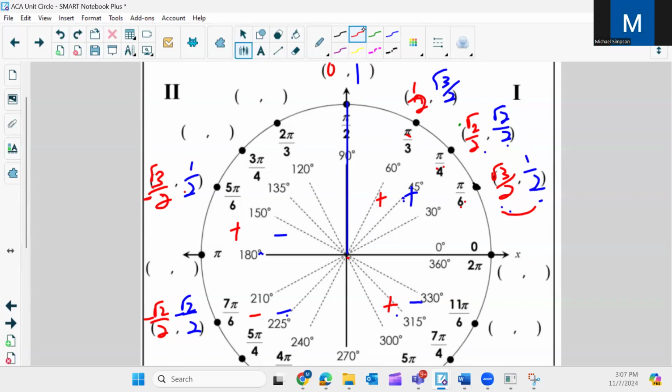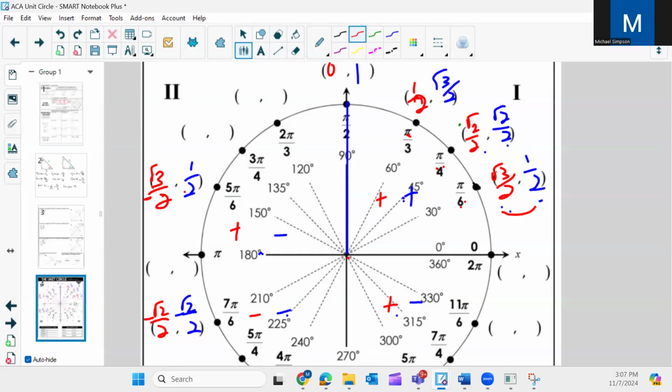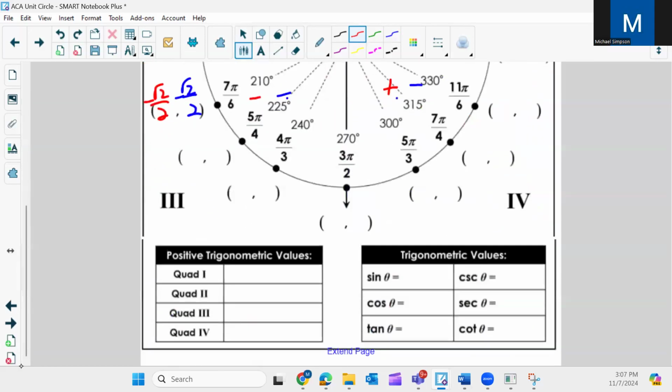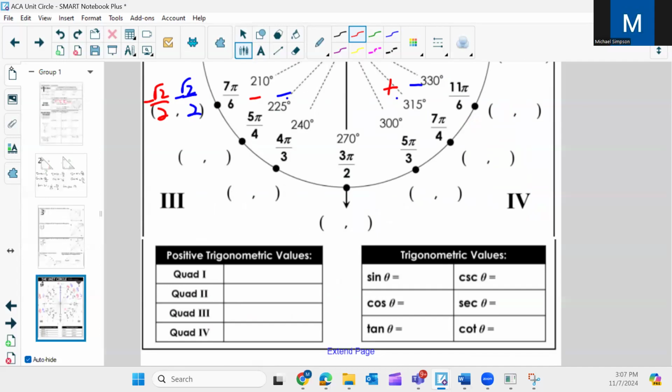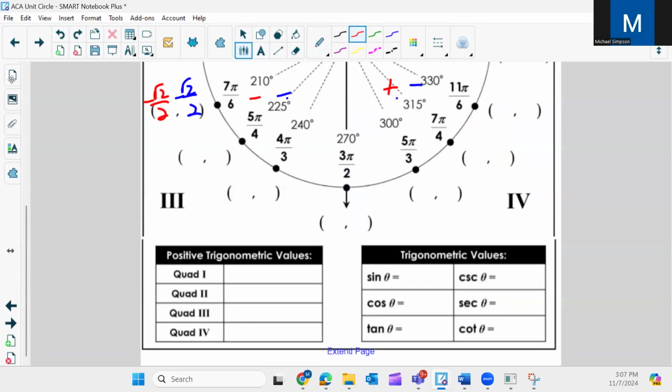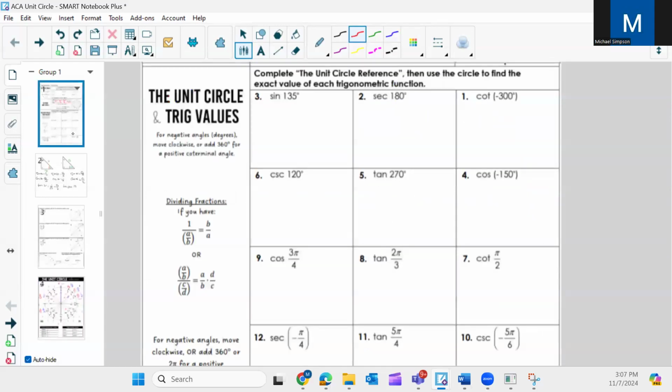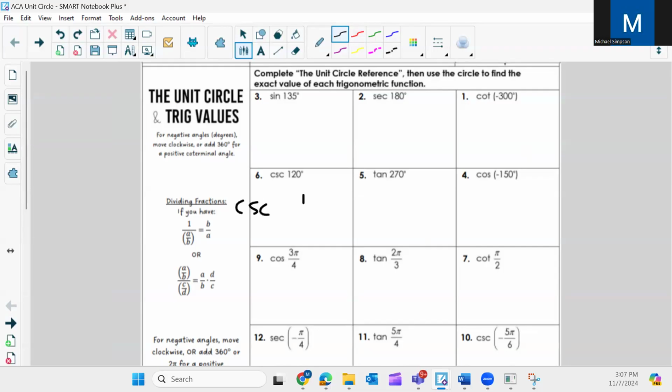Okay. And then what I was going to have you guys do today, but we ran out of time, is to do these exercises. Where's it at? Did I miss the page? Oh, here. All right, do this right here. Okay, so when it comes to cosecant, remember it's a reciprocal. Cosecant is just 1 over sine. So all you gotta do is find the sine of 120, and then flip it.